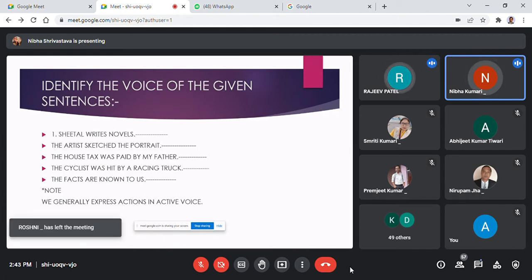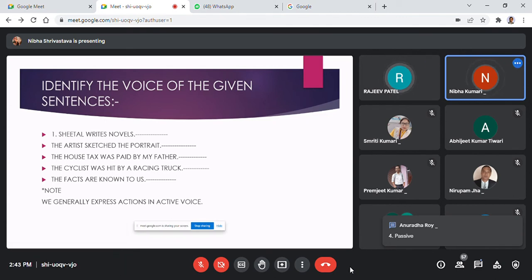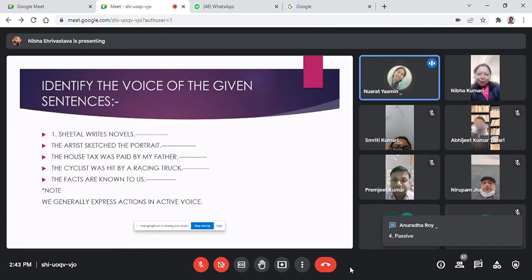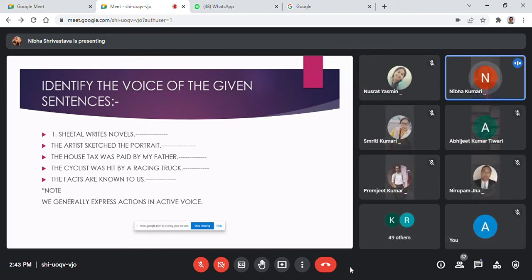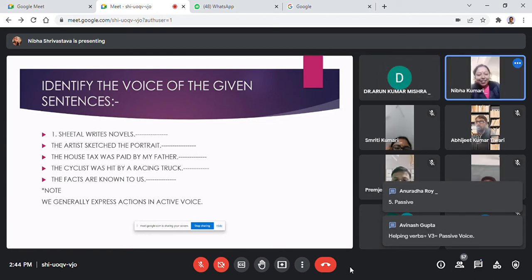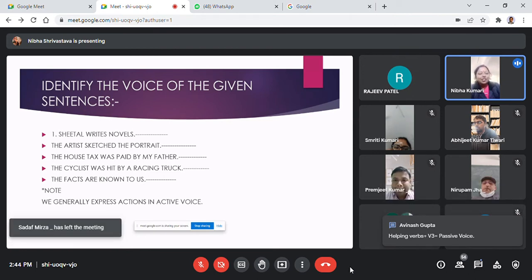Now the next one. The cyclist was hit by a racing truck. Passive voice. Okay. And the last one, the facts are known to us. It is also passive voice. Achha, the facts are known to us. It is in passive voice.